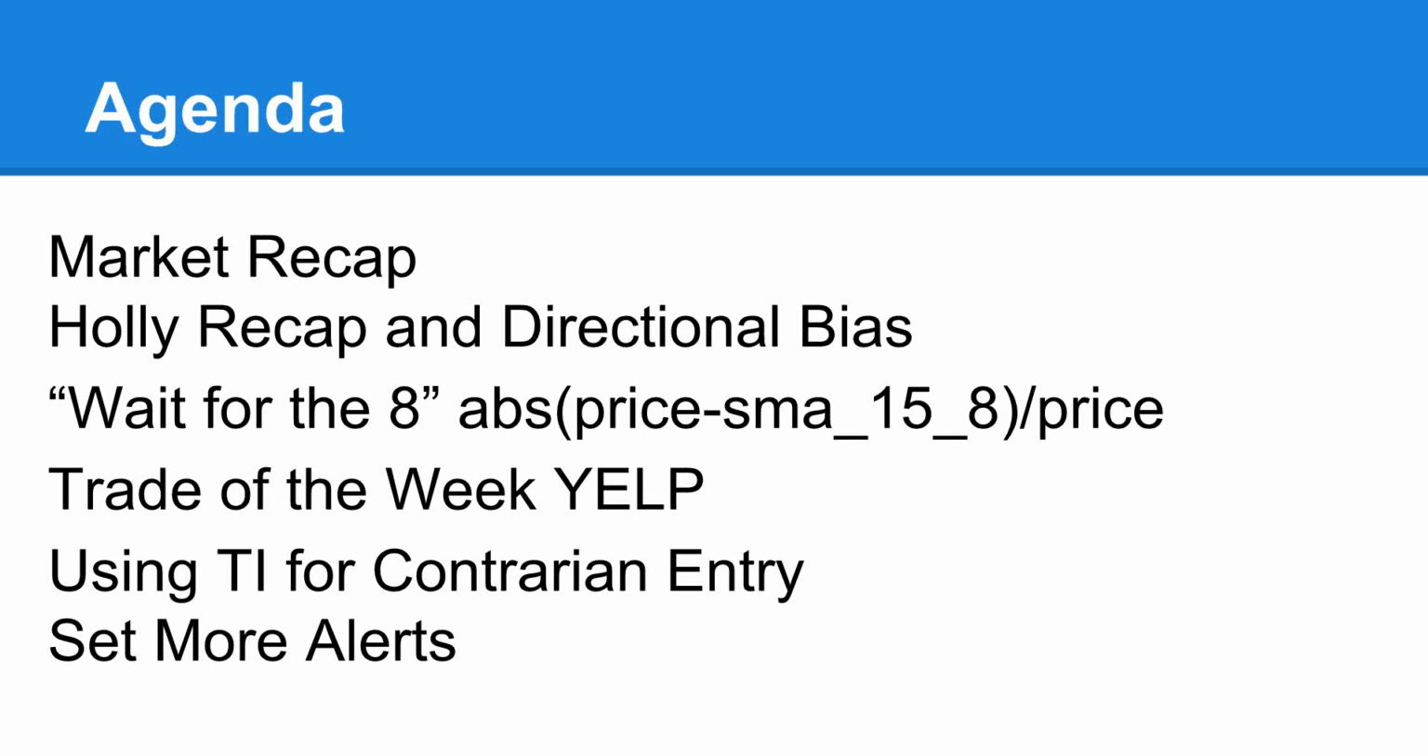And we've had this strategy for a few weeks now, even before Holly took it and did her magic with it. But this thing right here: ABS, absolute value, price minus a simple moving average, 15-minute period, 15-minute candle, 8-minute SMA, divided by price. I'm not a mathematician, but what I know is that you're going to want to copy this down because we're going to talk a lot about this Wait for the 8 alert today.